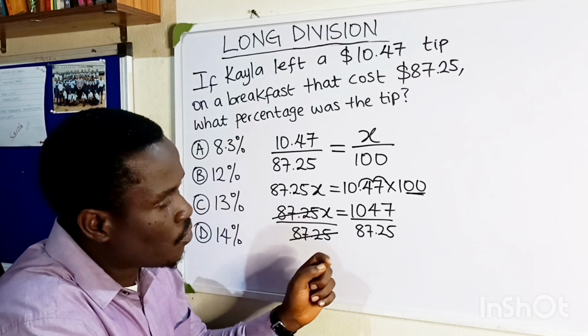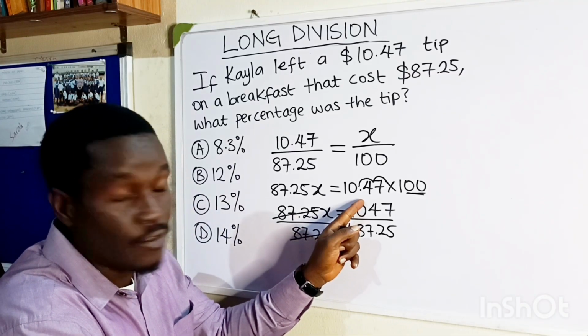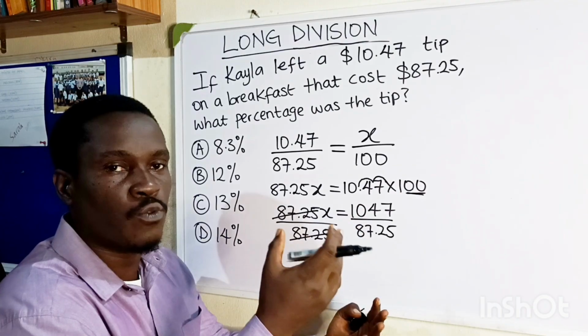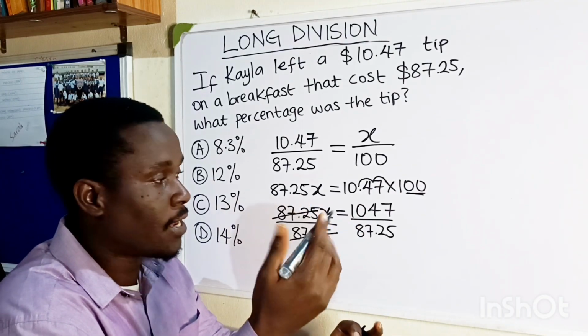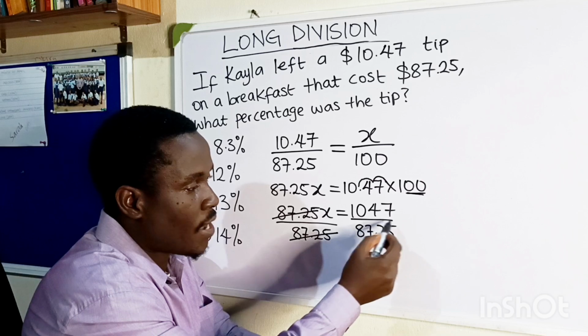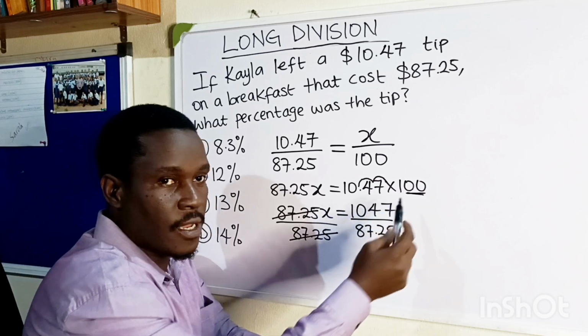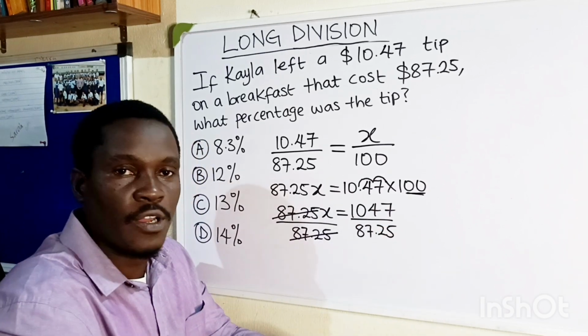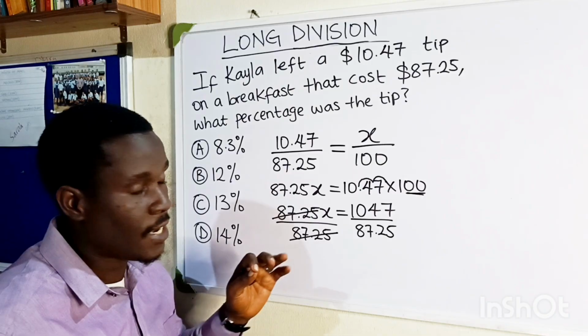Now you have a situation where you need to divide this number by a decimal. If you go by the example we did earlier, you need to move the decimal point twice here and then you add two zeros here. Then you go ahead to divide. But there's another way we can quickly do this. Let's look at this scenario.